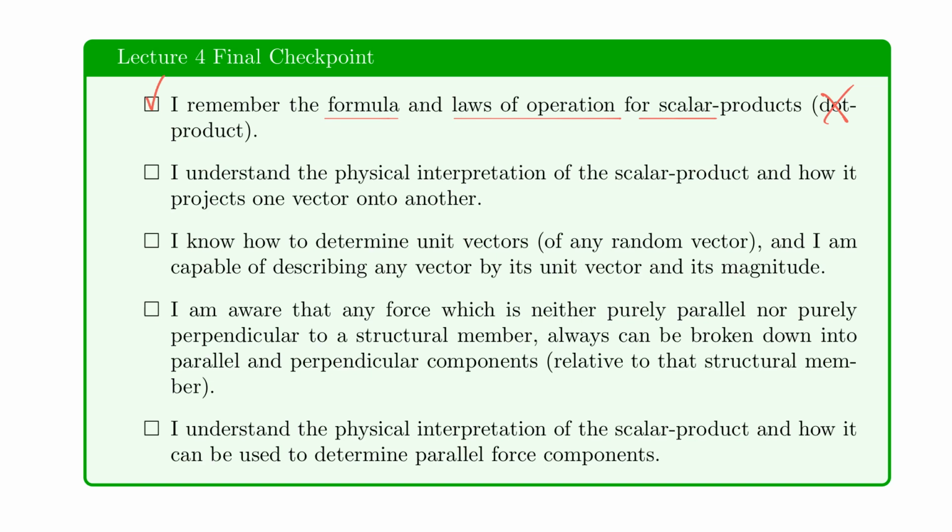Then I believe I gave you some examples of the physical interpretation. So please keep the physical interpretation in mind and what I mean by project vectors onto another. That is our takeaway from this lecture for sure. We also saw the importance of unit vectors, especially in the context of projecting vectors onto another. So we can use the unit vectors properly, and we can describe any vector by its unit vector and its magnitude now. That is a check as well.